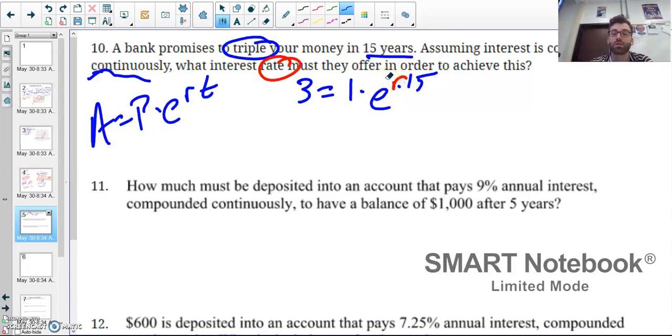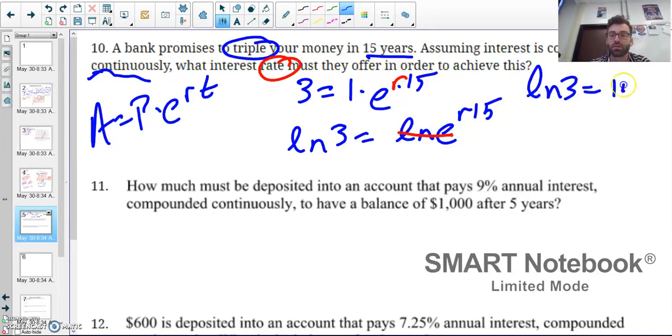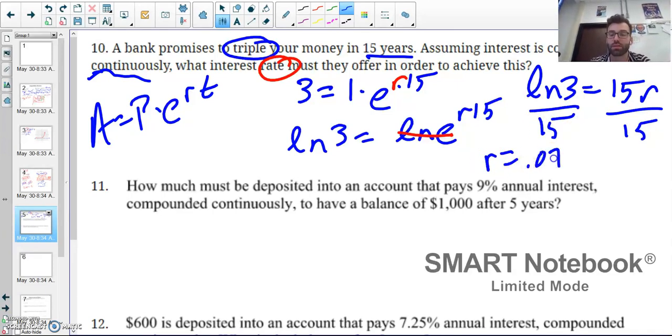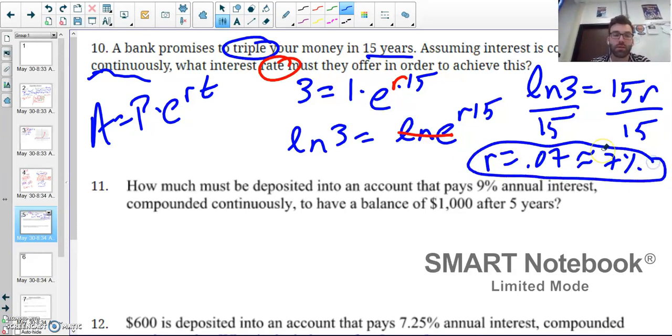Now I want to solve for R. Well, my R is a variable in an exponent, and my base is E. So if I have an E here, that means I need to take the natural log of both sides, because the natural log has a base of E. Since the base is E, these cancel out, and it's the natural log of 3 equals 15R. Natural log, remember, is a button in your calculator. I'm going to divide both sides by 15. So R equals about 0.07, which is about 7%.